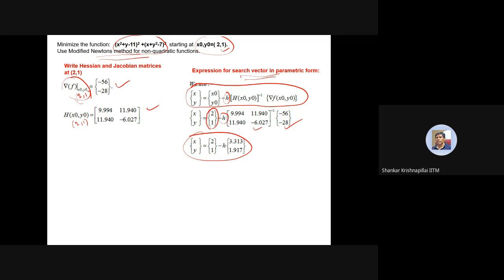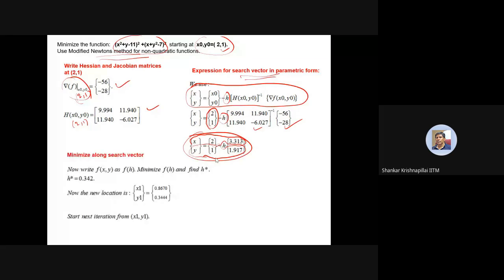Or x is equal to 2 minus 3.313 into h. y is equal to 1 minus 1.917 into h. So that is the equation of the straight line along which we have to search the objective. So what you do is that in this objective function, wherever you see x, you put 2 minus 3.313h, and wherever you see y, you put 1 minus 1.917h.